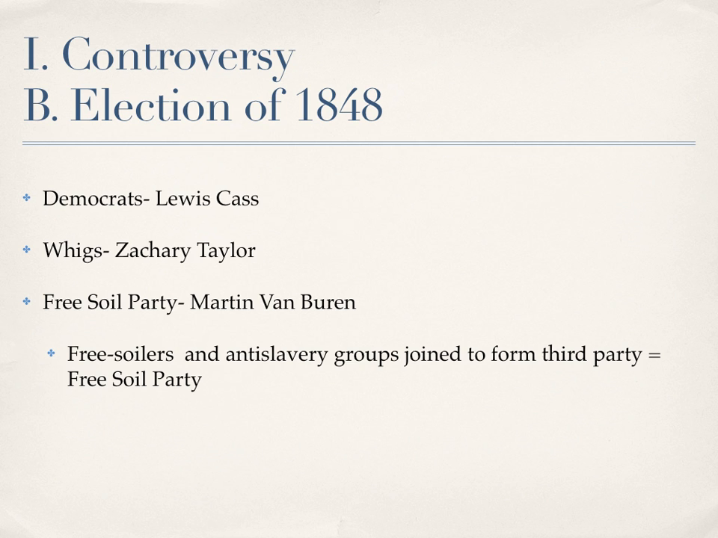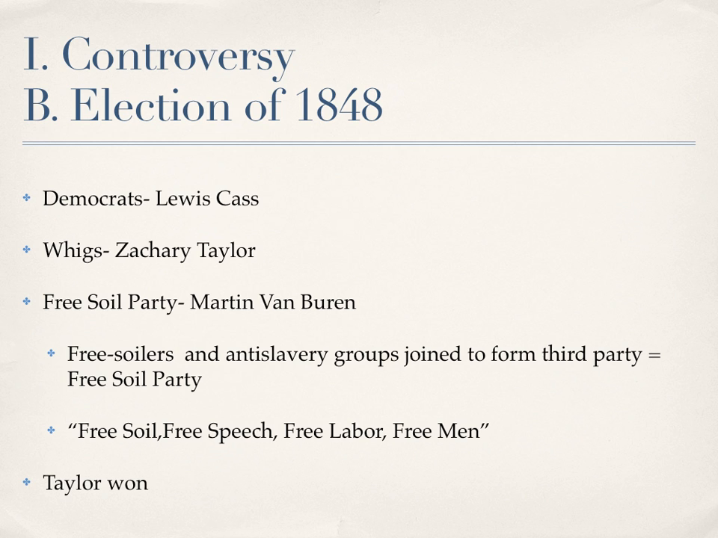Okay, so this is one of those times in history where we see a third party form. Their motto or their slogan is free soil, free speech, free labor, free men. But in the end, Zachary Taylor will win this election. You can go ahead and look at the votes. You can see the popular vote and the electoral votes. On page 260, you have a map there.